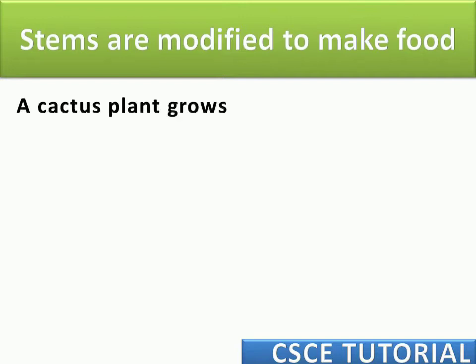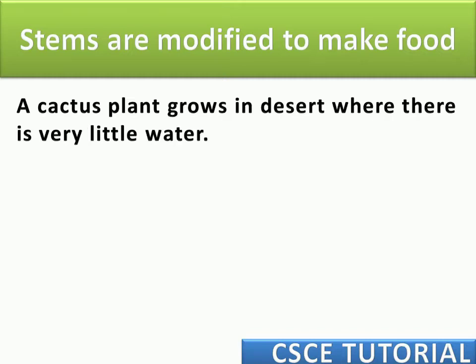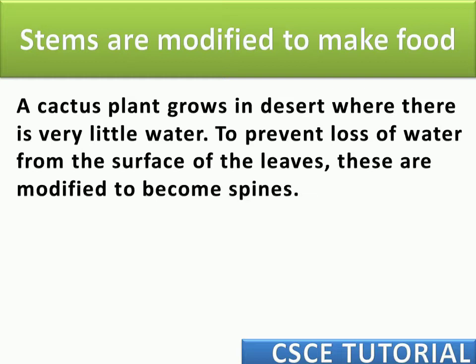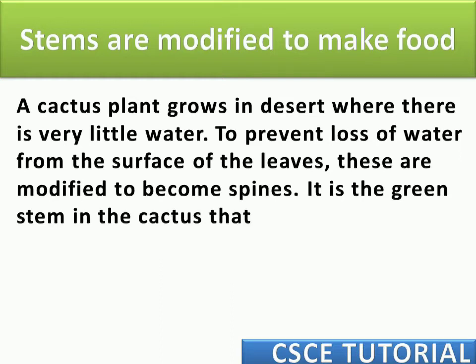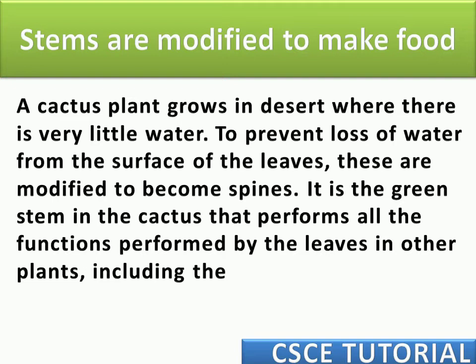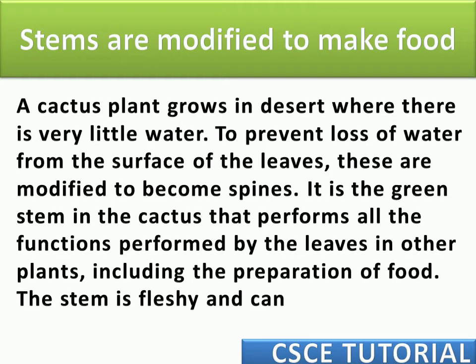Stems are modified to make food. A cactus plant grows in the desert where there is little water. To prevent loss of water from the surface of the leaves, these are modified to become spines. It is the green stem in the cactus that performs all the functions performed by the leaves in other plants, including the preparation of food. The stem is fleshy and can store water for long periods.